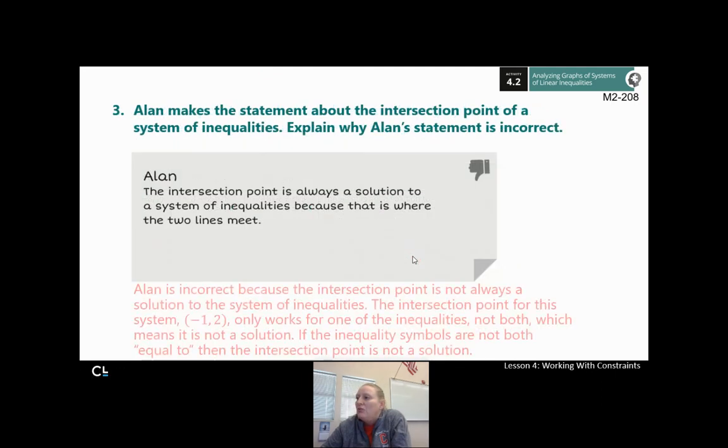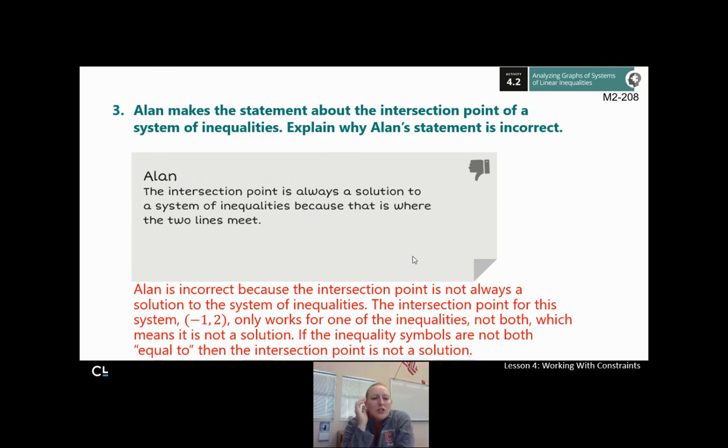So Alan, you wrong, buddy. The intersection point for the system, negative 1, 2, only works for one of the inequalities, not both of them, which means it's not a solution. If the inequality symbols are not both equal to, then the intersection point's not going to be a solution, right? We said it has to work for both. If it doesn't work for both, it's out.